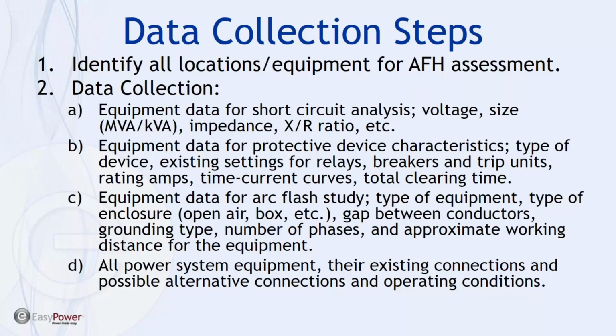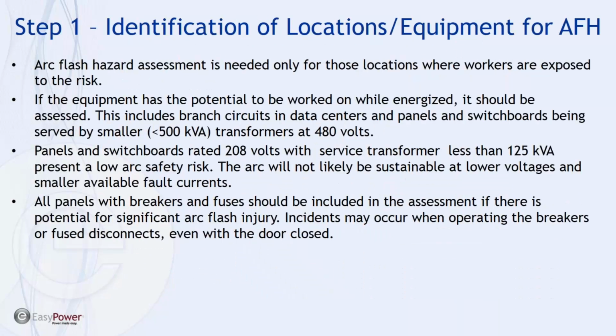So the equipment data includes the type of equipment, type of enclosure, type of breaker, and if you can, from the manufacturer's data sheet or during the process of data collection, determine the gap between the conductors in that piece of equipment. That's going to be useful information. We're going to want to be able to label any piece of equipment that needs to be opened up while it's hot, and to do that we need data on virtually anything upstream of that.